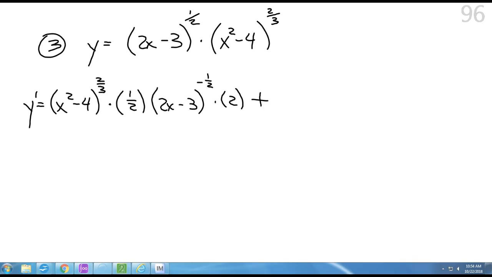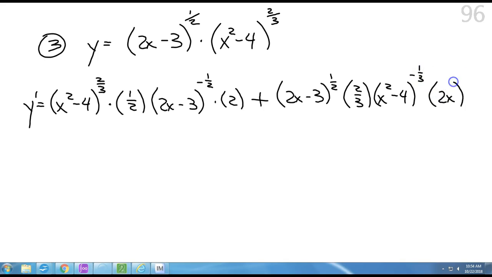This goes to this. And then flip-flop it. So plus the first thing times the derivative of the second thing. So drop down that 2/3. Leave Mr. Packard alone. Reduce the power by 1. Multiply by the derivative of the inside. So now I don't want negative exponents. Well, I should stop there though. Questions on that first one?